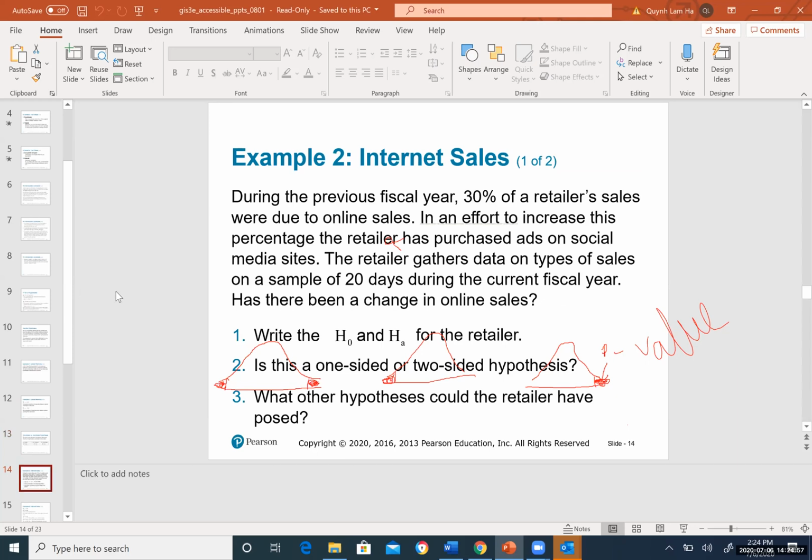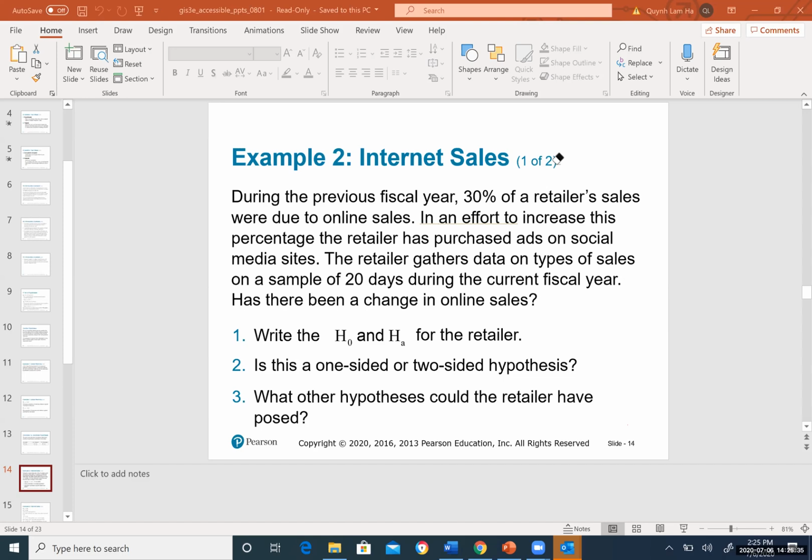Okay, example 2 requires us to do a few more steps, and I will erase this so that you can see better on the second example. Example 2 is talking about internet sales. During the previous fiscal year, 30% of retailers' sales were due to online sales. So remember the data, 30% right here. Keep that in mind and keep reading.